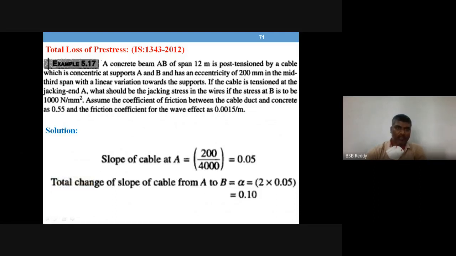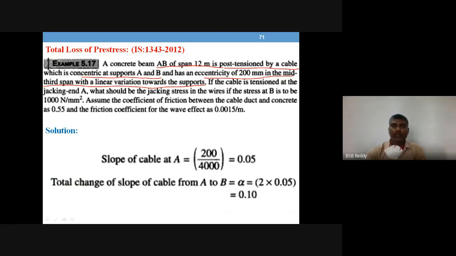Question 517 example. A concrete beam of span 12 meters is post tensioned by a cable which is concentric at supports A and B and has eccentricity 200 mm in the middle third span with a linear variation towards the supports.